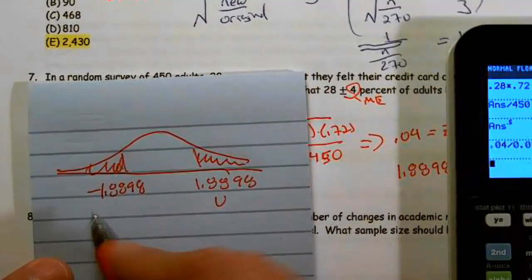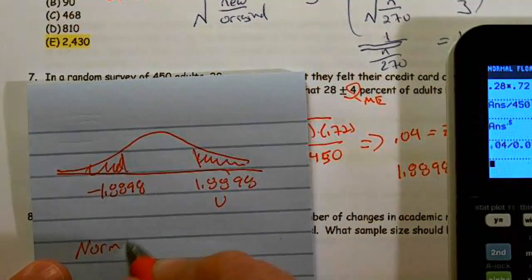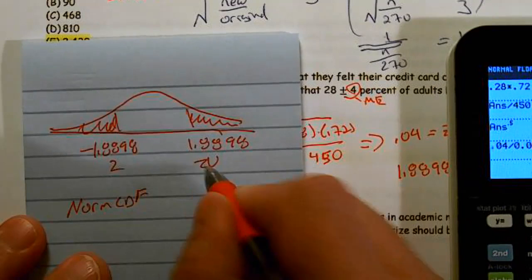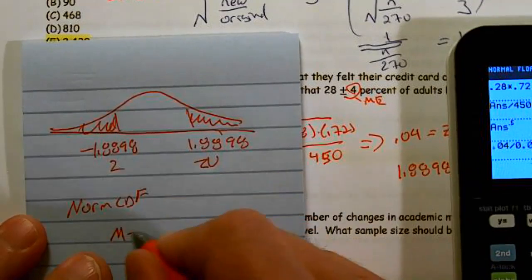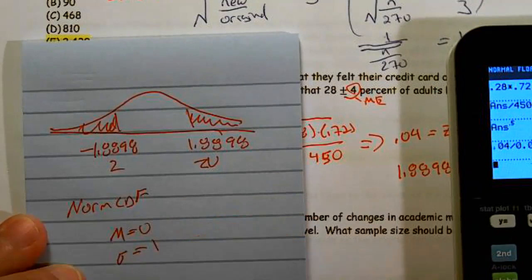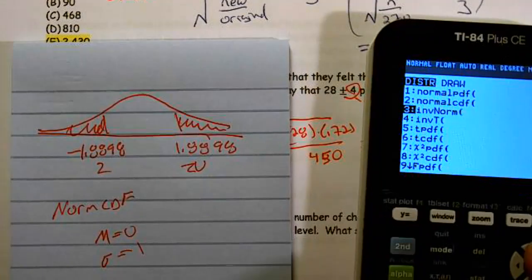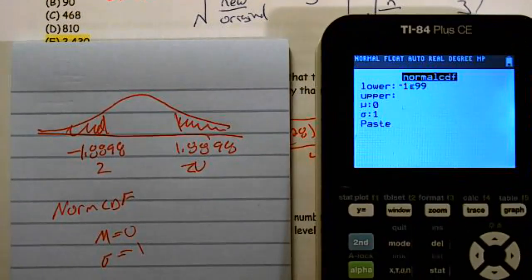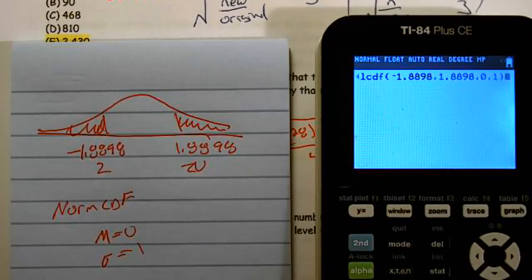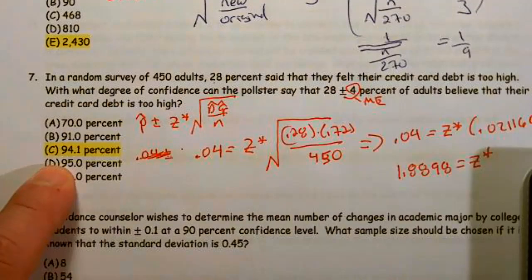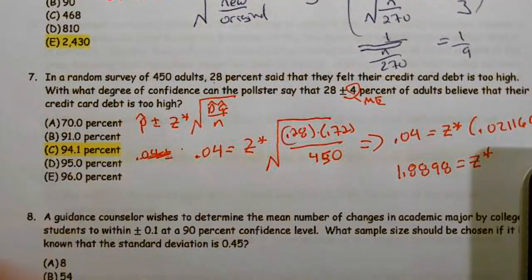Well, I can do a norm CDF. And remember, these are z-scores. And since they're z-scores, I have a mean equal to 0 and a standard deviation equal to 1. So second vars, norm CDF, lower bound, negative 1.8898, upper bound, 1.8898, mean is 0, standard deviation 1, and I get 94.1. There it is. Okay. Tricky problem.